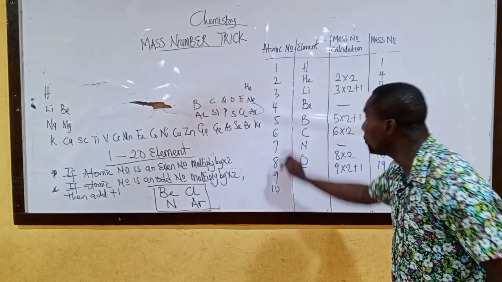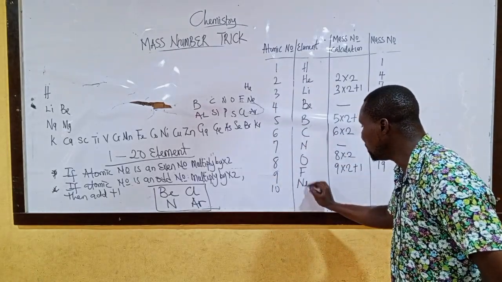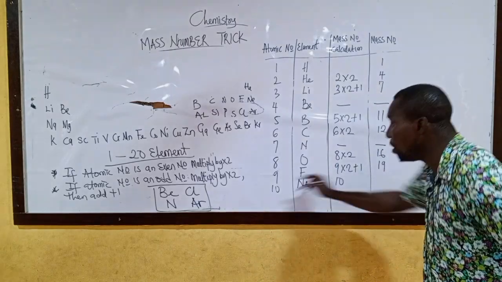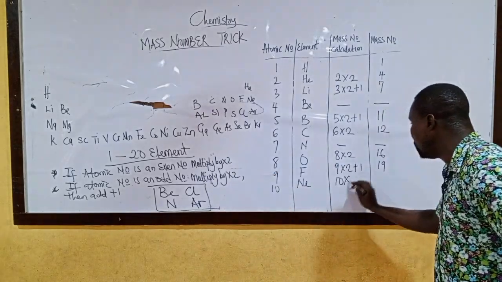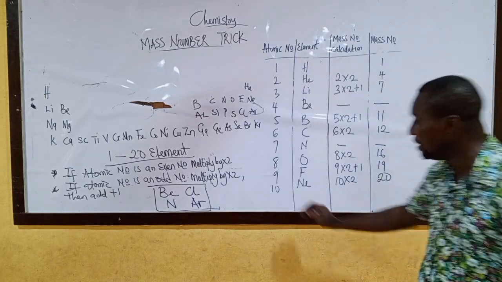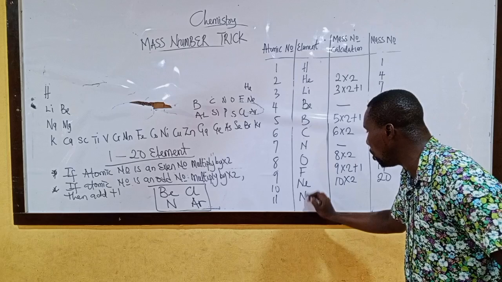Then 10, which is what? Neon. 10 is what? Even number. That means, as we said, multiply by 2. That means the mass number of neon is what? 20.